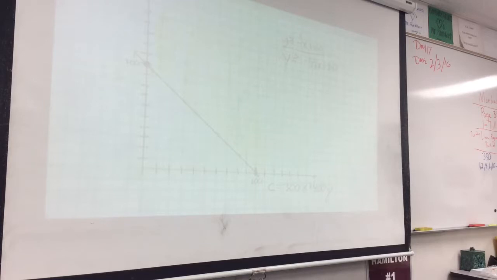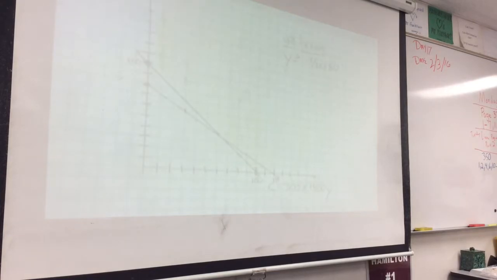Alright. The other one has a y-intercept of 80. And it's got a slope of negative 2/3. So I'm going to do a few. Down 2 over 3, down 2 over 3, down 2 over 3. This one crosses at 120, so from 80 to 120.